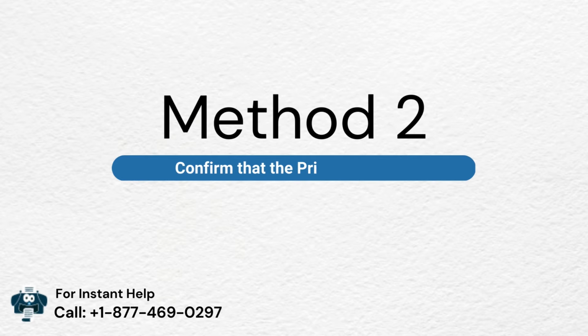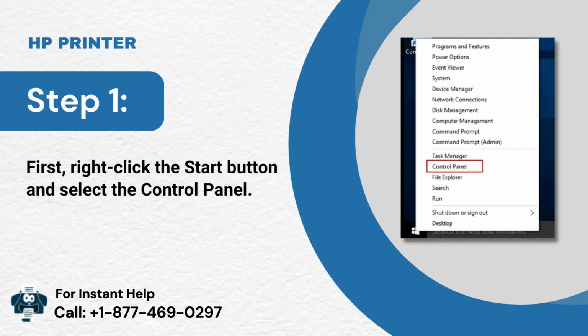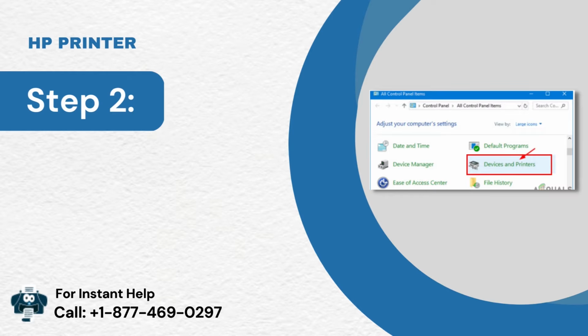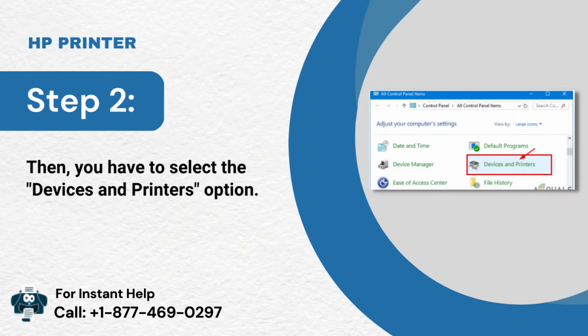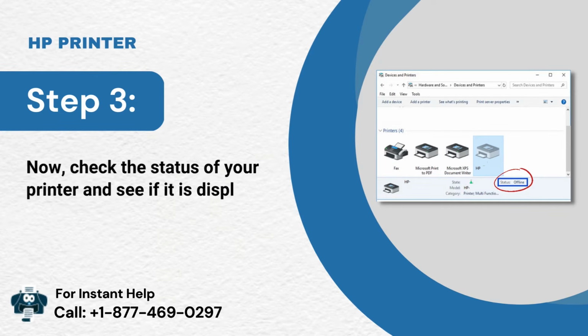Method 2. Confirm that the printer is online. Step 1. First, right-click the Start button and select the Control Panel. Step 2. Then, you have to select the Devices and Printers option. Step 3. Now, check the status of your printer and see if it is displayed.